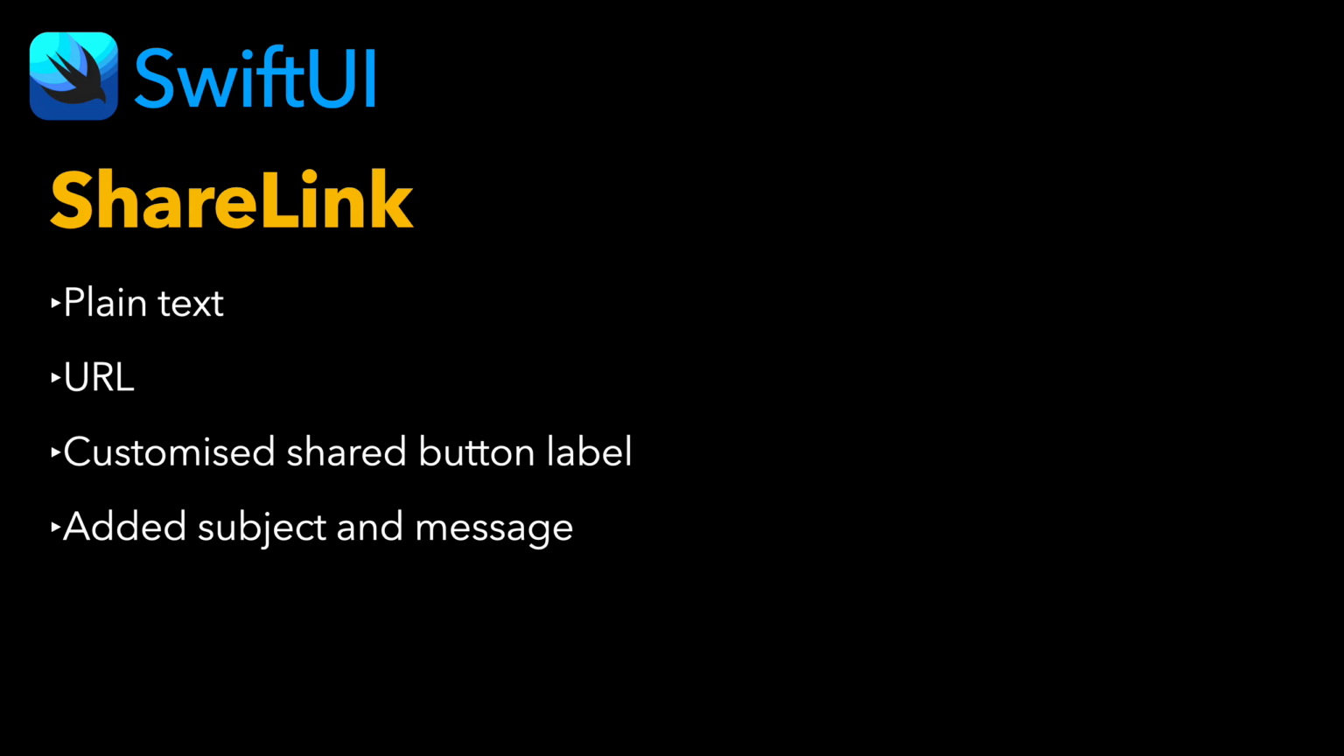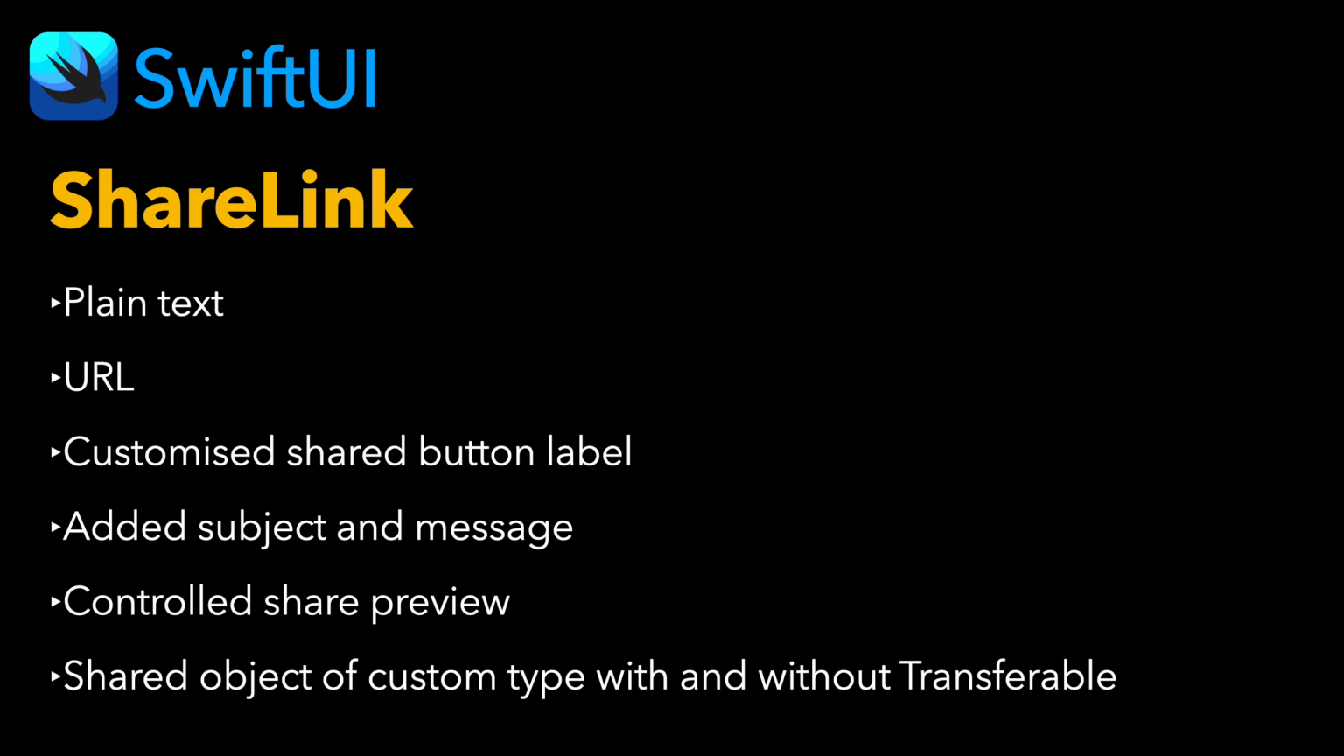And that's ShareLink in SwiftUI. We started with plain text, moved on to URLs, customized the button, added subject and message metadata, controlled the preview, and finally shared the custom type, both with and without Transferable. ShareLink also works on macOS, but the concept stays the same across platforms.